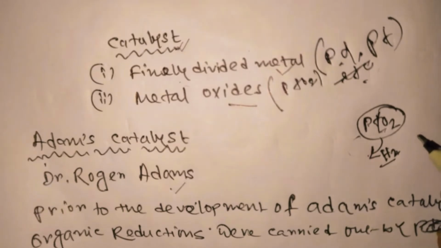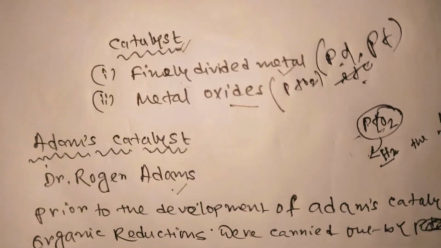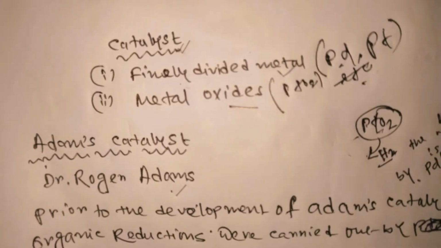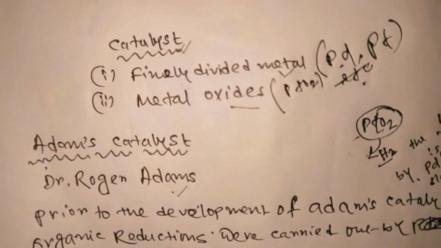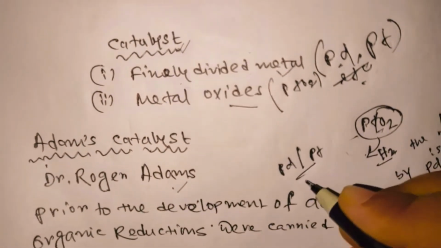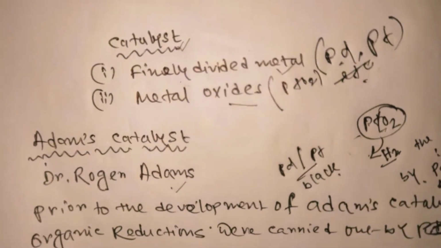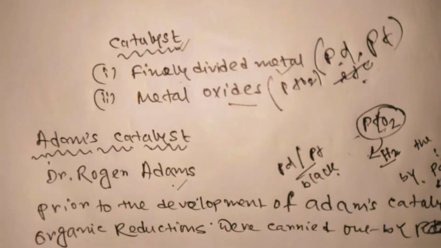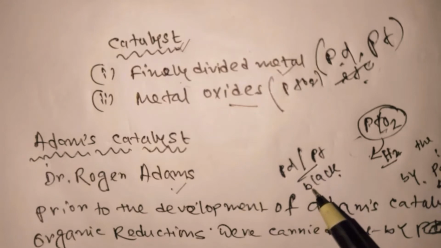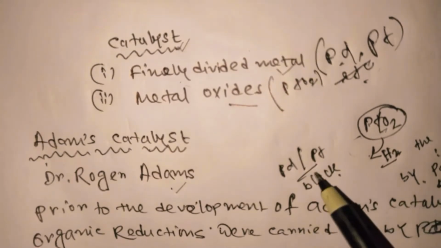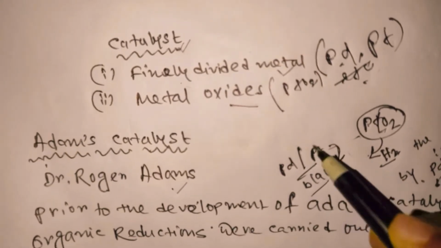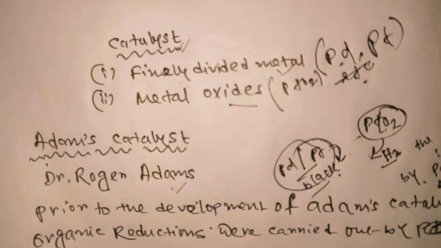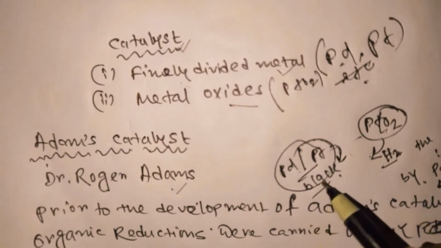The Adam catalyst was discovered by Roger Adam. Before Roger Adam, the reduction was done by palladium or platinum black. And what was the drawback? That is the isolation of the product. When we use platinum or palladium black as a catalyst, the isolation of the product is difficult. We can convert the substrate into product using this kind of catalyst, but isolation of the product is very difficult.